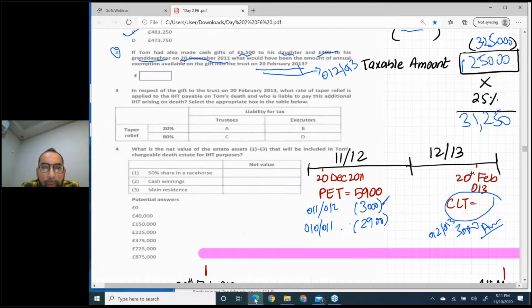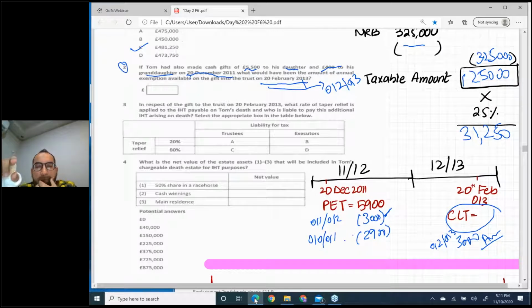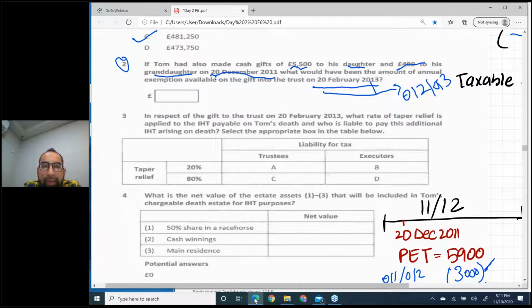Now question number 3. Again, question number 3 relates to the same starting paragraph which we read. In respect of the gift to the trust on 20th Feb 13, what rate of taper relief applied to IHT payable on Tom's death, and who is liable to pay this additional IHT arising on death? Select the appropriate box.